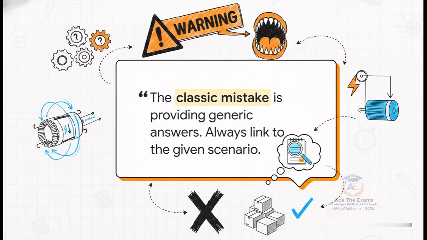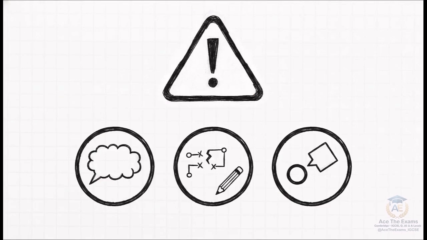If the question gives you a specific context, say a motor lifting a 5-kilogram mass, your answer must specifically reference that exact motor and that exact 5-kilogram mass. It absolutely cannot just be a generic textbook definition of how a motor works. Let's clearly break down the top 3 specific mistakes students make when drawing or analyzing circuits.